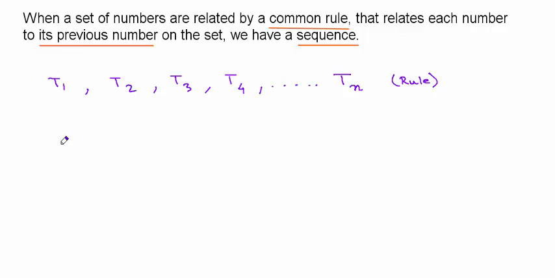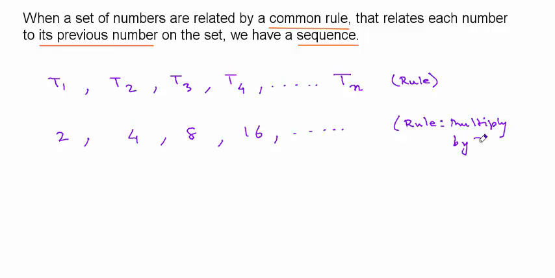For example, the first term in a pattern could be 2, the second term could be 4, and then we could have 8, 16, and so on, to indicate that the rule is multiply by 2. Or we could also say for this particular sequence, Tn is equal to 2 raised to the n. So T1 is 2 raised to the 1, which is 2. T2 is 2 raised to the 2, which is 4. T3 is 2 raised to the 3, which is 8, and so on.